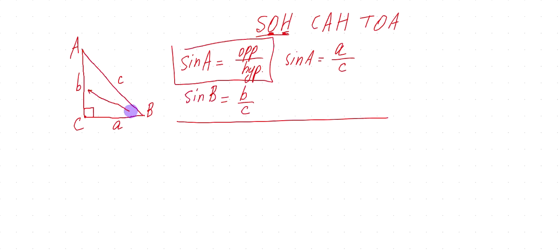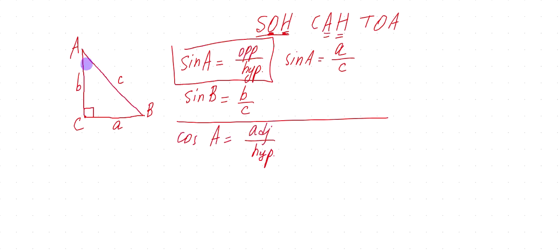Okay, cosine of an angle. Let's say cosine of, let's start with angle A. CAH stands for adjacent leg to hypotenuse. Let's mark angle A. What is the adjacent leg? Angle A has two adjacent sides: one is a leg and the other is the hypotenuse. When we talk about opposite or adjacent, we mean the legs, only the legs.